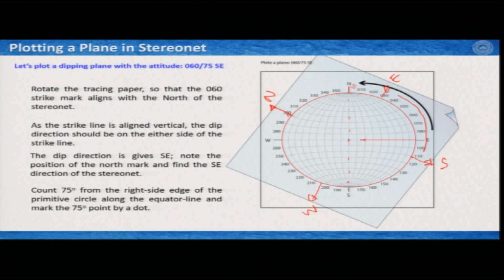So, we have to count therefore from the east or the equatorial intersection here 75 degree towards the center of the Stereonet. Again the grids are 10 degrees. So, you count 10, 20, 30, 40, 50, 60, 70, and here you have 75 degrees, and you mark this 75 degrees point with a dot.